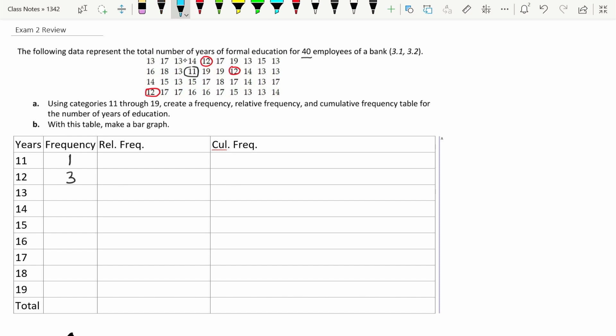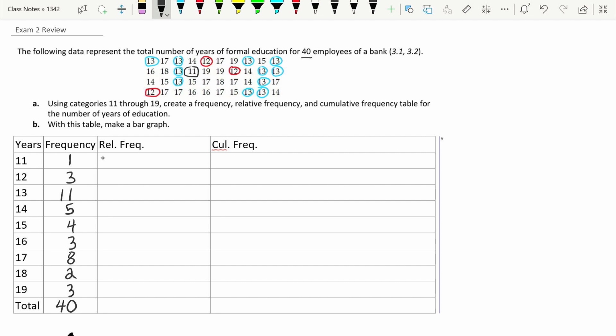And if we go through and count up the number of 13s, we'll find that there are 11 of those. And if we go through and count up the number of 14s, we'll find that there are 5 of those. There are 4 15s, 3 16s, 8 17s, 2 18s, and 3 19s, which should total up to the total that they told us of 40. And so it's a good way of double checking that we've counted correctly by adding them all up here.